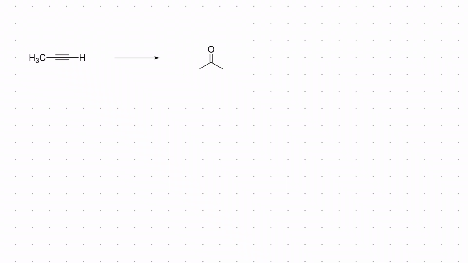Time for the third reaction. What do we have here? On the left side we see a triple bond, so we are dealing with an alkyne, and as a product we have a ketone. As you probably know, the most typical reaction for alkynes is electrophilic addition, and since we have an oxygen in the product, we can assume that it was the addition of water.